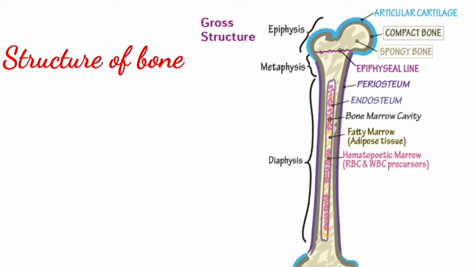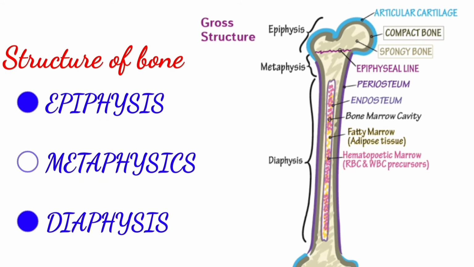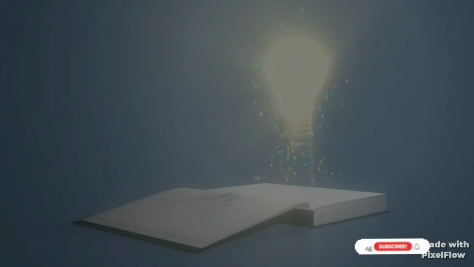So the next thing is the parts of the bone, or the structure of the bone. The bone has three parts: epiphysis, metaphysis and diaphysis. Basically in this diagram you can clearly see all of them.